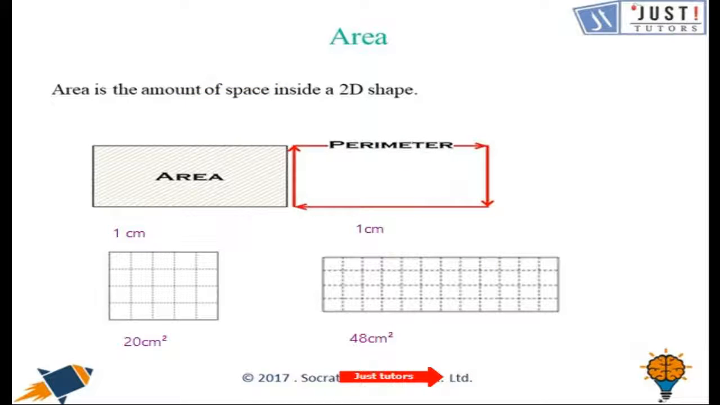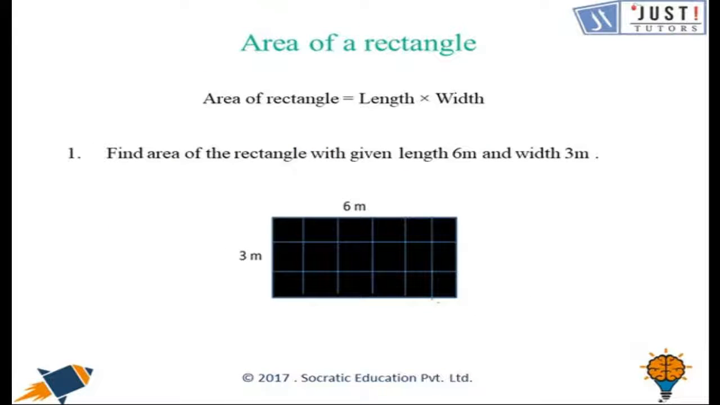Now let's move forward to the next slide and talk about the area of a rectangle. There's an easier way to find the area of a rectangle instead of counting squares: multiply the length by the width. The length is the longest side, which is 6 here, and the width is the smaller one, which is 3. So 6 meters times 3 meters gives 18 meters squared.